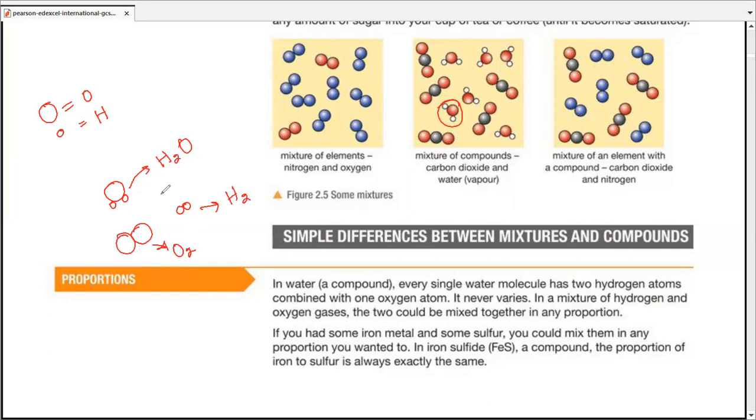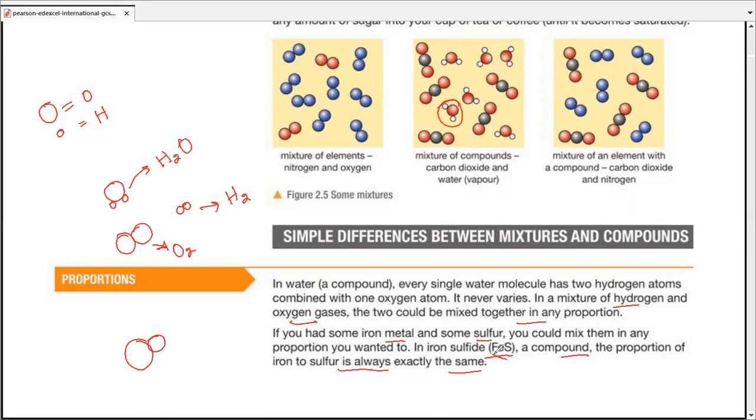The numbers only represent the number of atoms that have been combined in the diagram. So you can easily spot a mixture of hydrogen and oxygen, or a molecule of water in between, right? If you had some iron metal and some sulfur, you could mix them in any proportion you want to. But in case of iron sulfide, a compound, the proportion would always remain the same, one atom of iron as compared to one atom of sulfur.